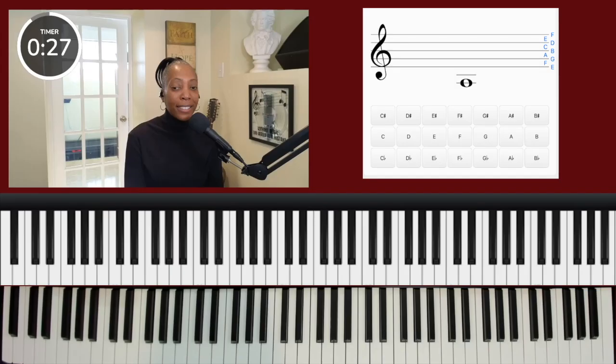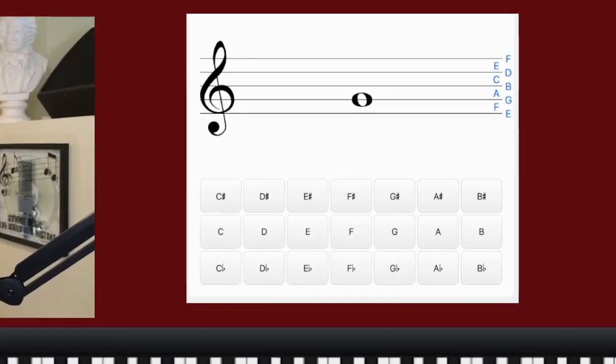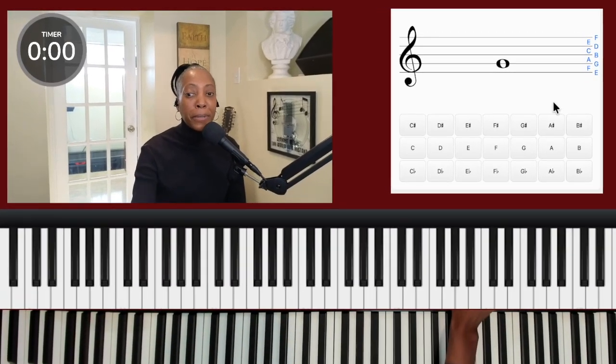We have 2 ledger lines. We talked about this in our lesson. Let's see if you were paying attention. Put your answer in the chat. And if you're having fun, give a thumbs up, give a like. Oh, 8 seconds. Okay. So, if you said note A is the correct answer. Okay, that's all for today. We just answered that. We know that this note is note G.